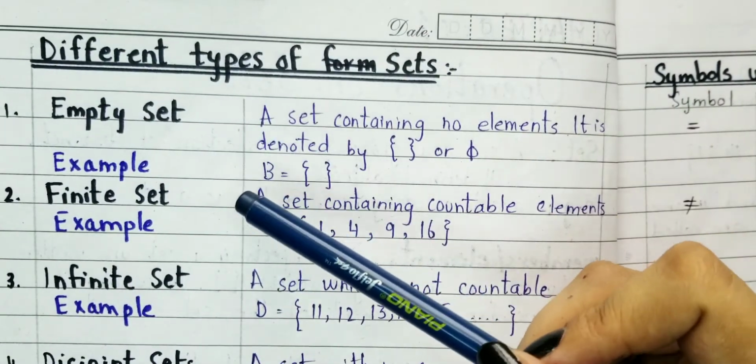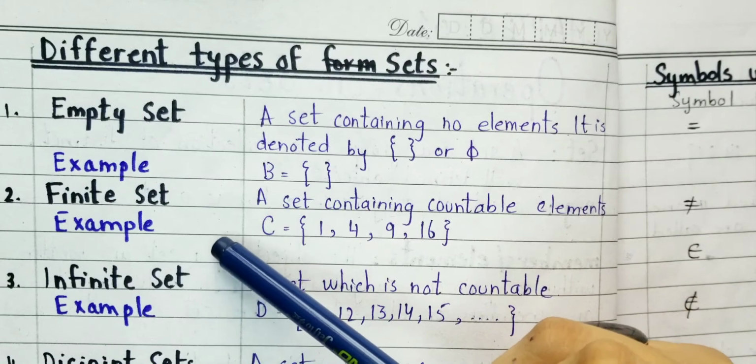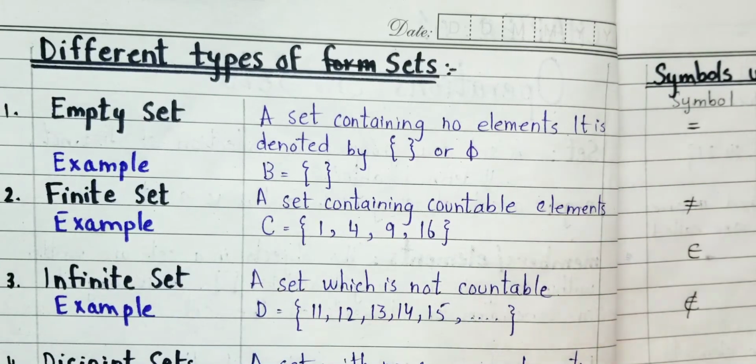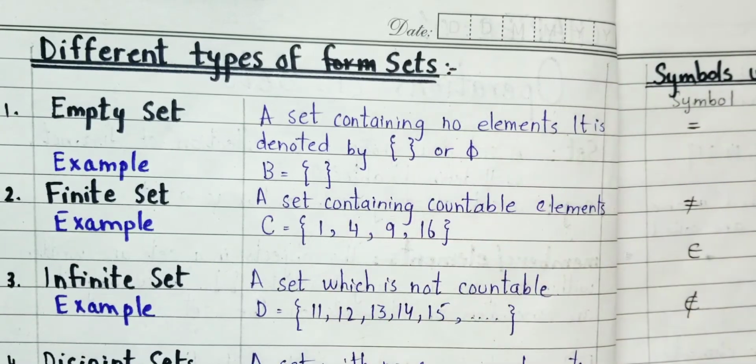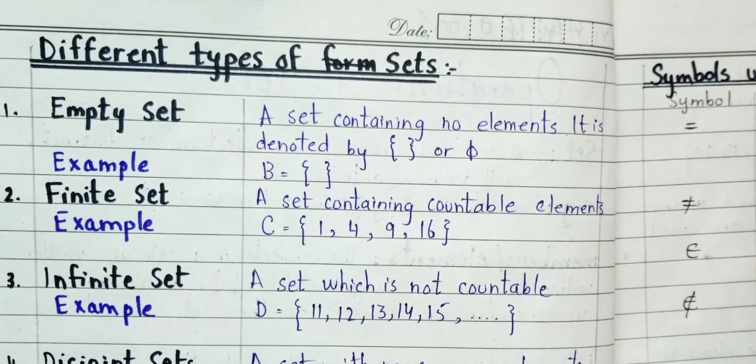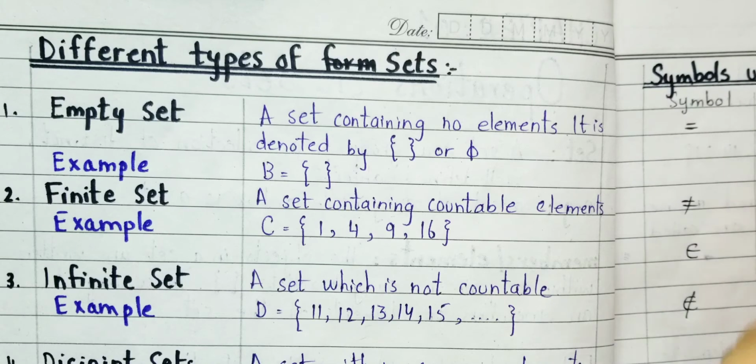Now let's move towards the second type of set, that is finite set. The word finite means countable. The things that we can count are finite. So a finite set will always contain countable elements. If the elements of a set are countable, or you are able to count them, then you will call that set a finite set.